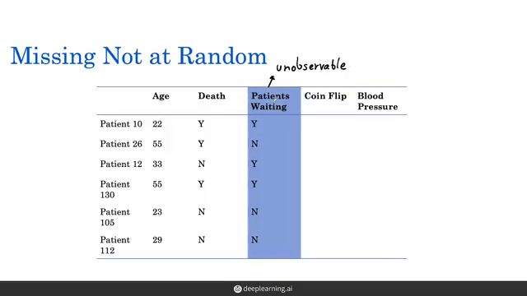But let's say we knew whether patients were waiting, we could simulate coin flips now. So when patients are waiting, we will do a coin flip. The coin flip comes out to tails. We won't record blood pressure. If the patients are not waiting, there is no coin flip and the blood pressure will be recorded. Patients are waiting here again, we'll have a coin flip and the coin flip comes out to heads, so we will record the blood pressure. And so on and so forth.